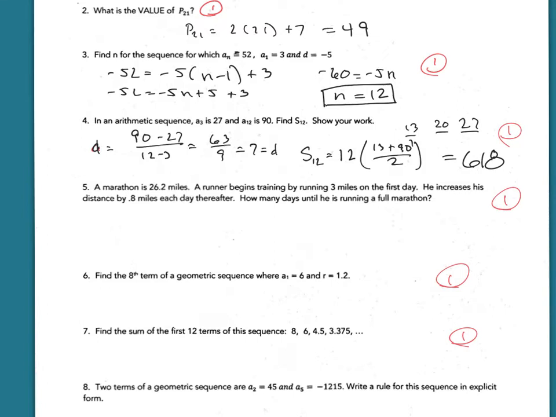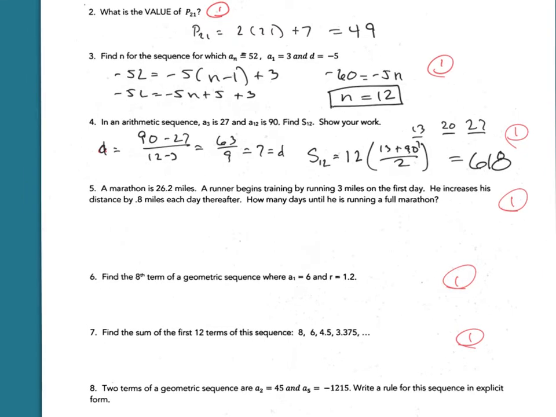So we've got a marathon is 26.2 miles. We're going to run 3 miles the first day and increase by 0.8 each day after. So how long will it be until they can run the full marathon, which of course is 26.2 miles. So we're looking for n again, number of days. So we know that 26.2 is the goal, or a sub n, and we know that each day goes up by 0.8. We don't know how long it'll take, and the first day was 3.